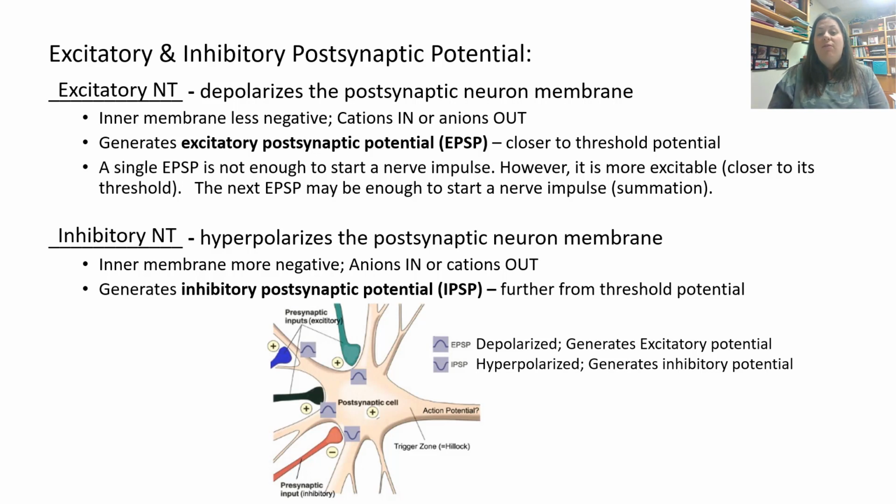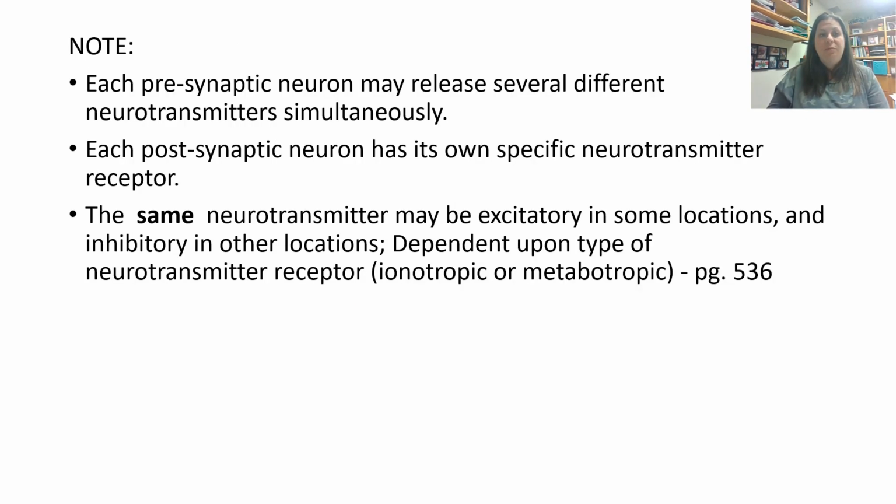This puts the threshold further away. So instead of sitting at -70, it could go down to like -90. This is where it's going to be harder for the nerve to end up sending an action potential. Now, if you'll notice in the picture here, guys, you'll see that there are a number of synapses talking to this particular nerve, and you'll notice that some are excitatory and some are inhibitory. This is where that summation comes in.